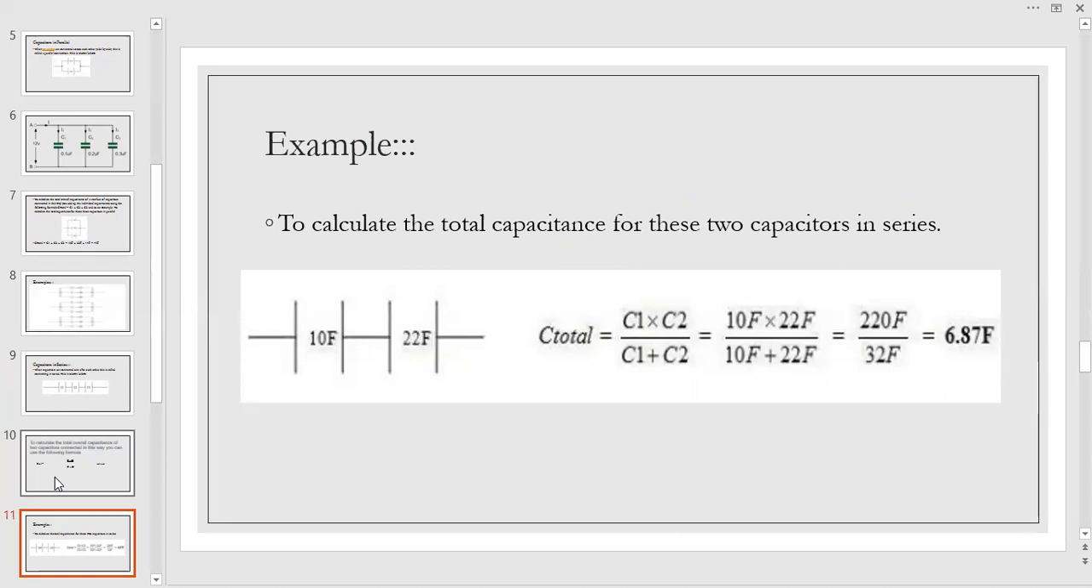Example: to calculate the total capacitance for these two capacitors in series, C1 equals 10F and C2 equals 22F. C total equals C1 into C2 by C1 plus C2, equals 10F into 22F by 10F plus 22F, equals 220F by 32F, equals 6.87F.